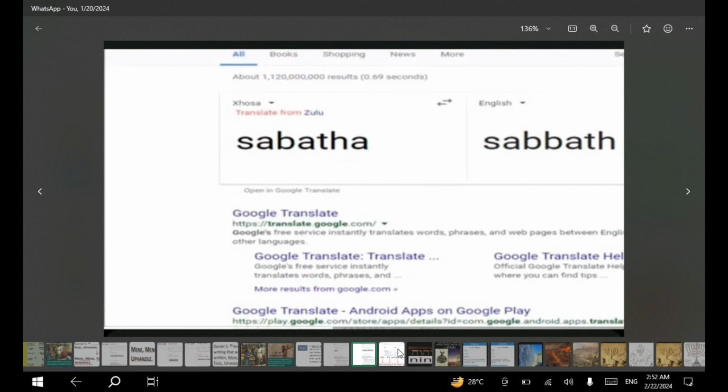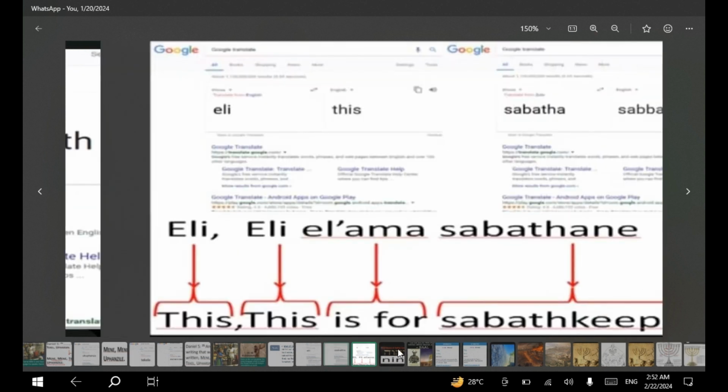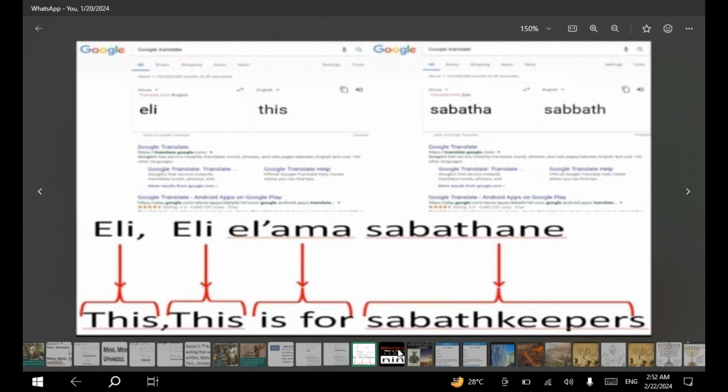Sabachthani, Sabbath, which means Sampa, right? Day of rest. Eli, Elama Sabachthani. These days is for what? Sabbath keeper. That was what he's saying. And do you know the Sabbath keepers?